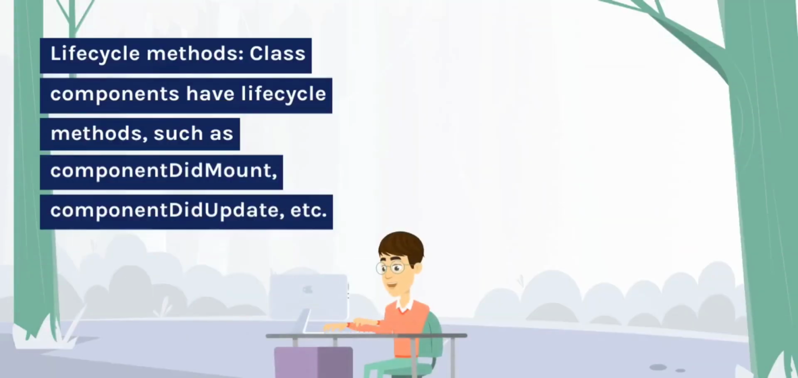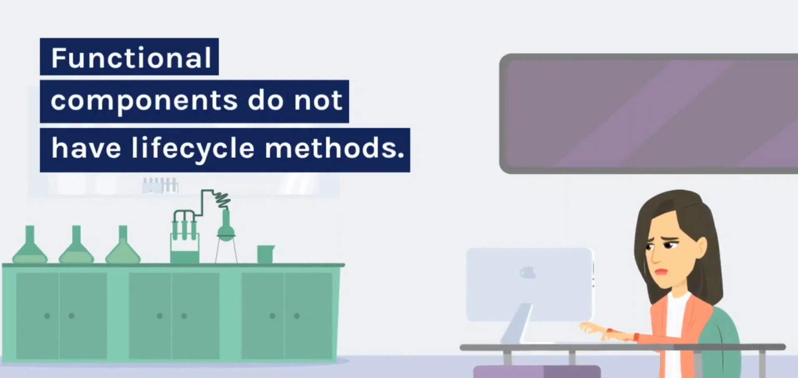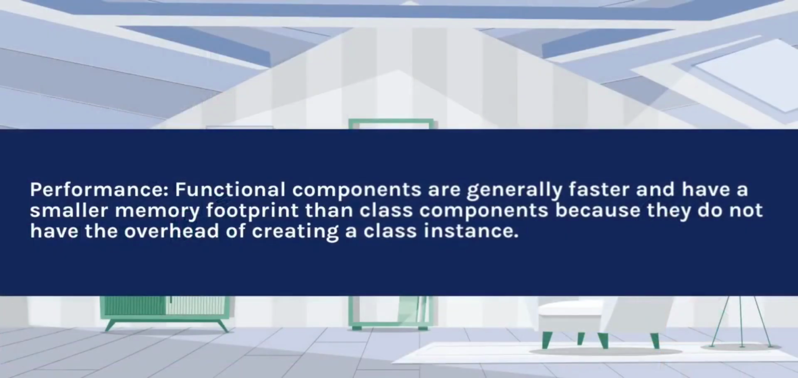Lifecycle methods: class components have lifecycle methods, such as componentDidMount, componentDidUpdate, etc. Functional components do not have lifecycle methods. Performance: functional components are generally faster and have a smaller memory footprint than class components because they do not have the overhead of creating a class instance.